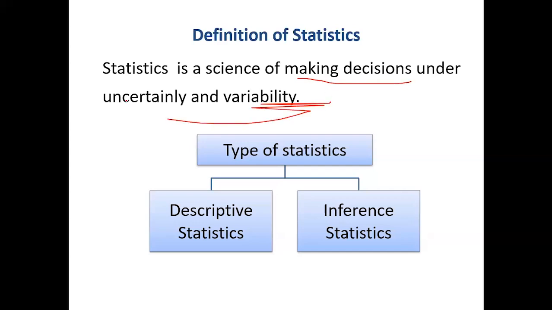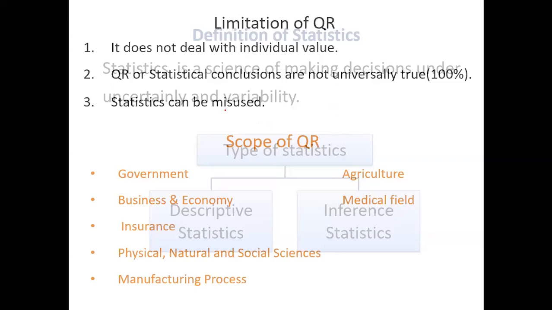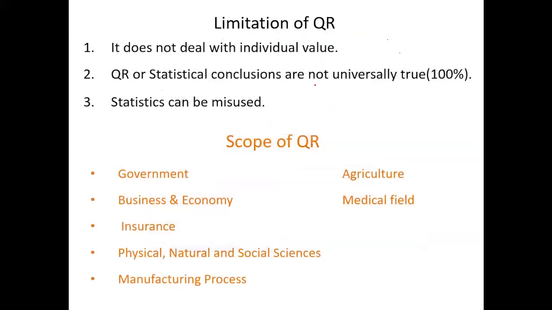But there are two conditions. Those two conditions are uncertainty and variability. That's why I say there is a limitation, it is not universally true, that there is some uncertainty that can happen.